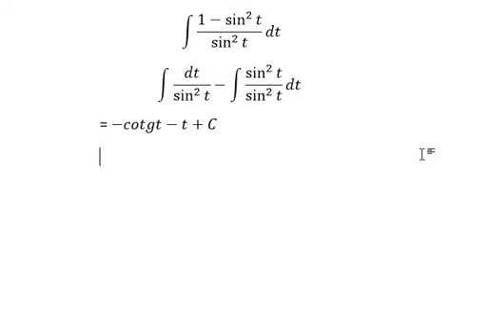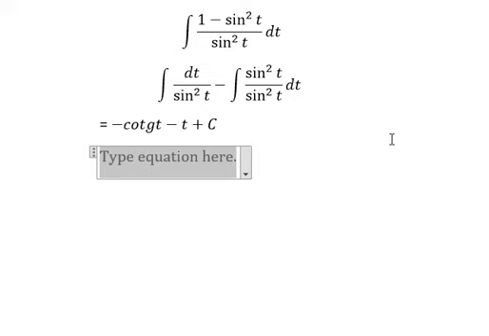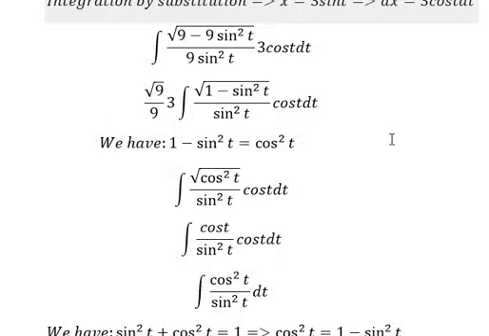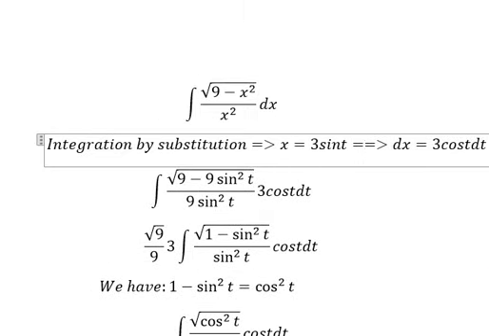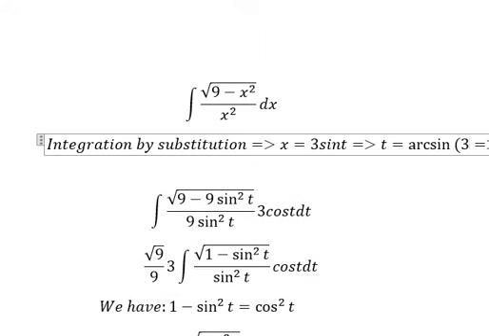And we need to convert t back to x. And that's about this one. So we can find t equals arcsine of x over 3.